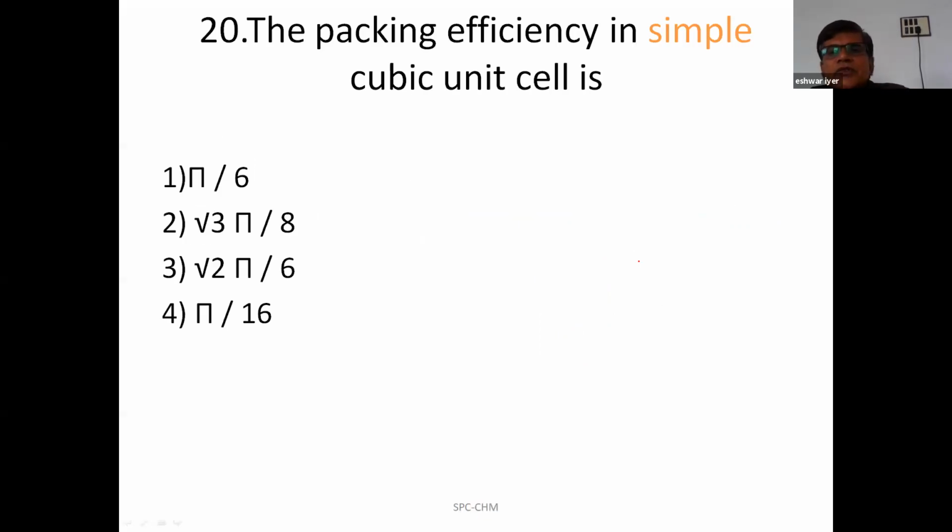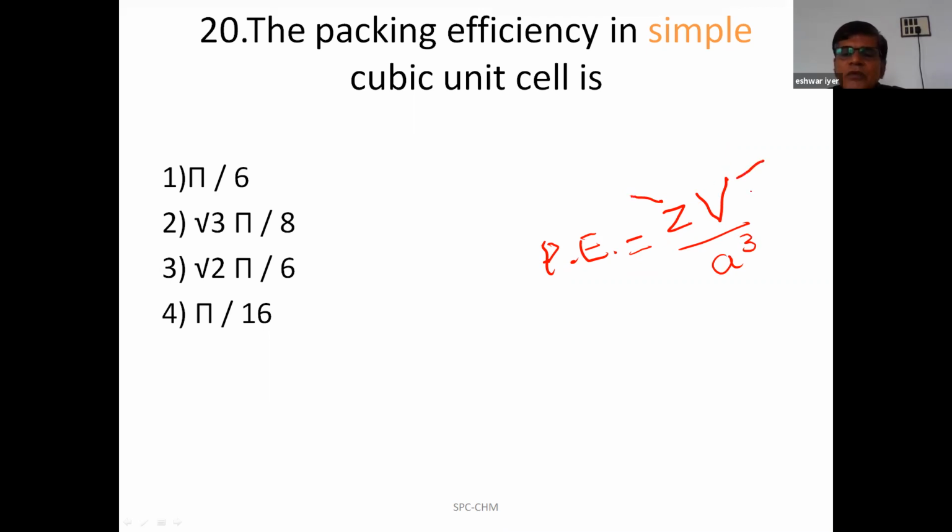The packing efficiency in a simple cubic unit cell. Very simple formula. So we have packing efficiency here. That is, out of the total volume of the cube, how much is filled with constituents? That is the formula here. It is Z V by a cube. So what are these? Z is the number of constituents per unit cell. How many atoms are there? V is the total volume of one sphere. Let me say this is the total volume occupied by the constituent.